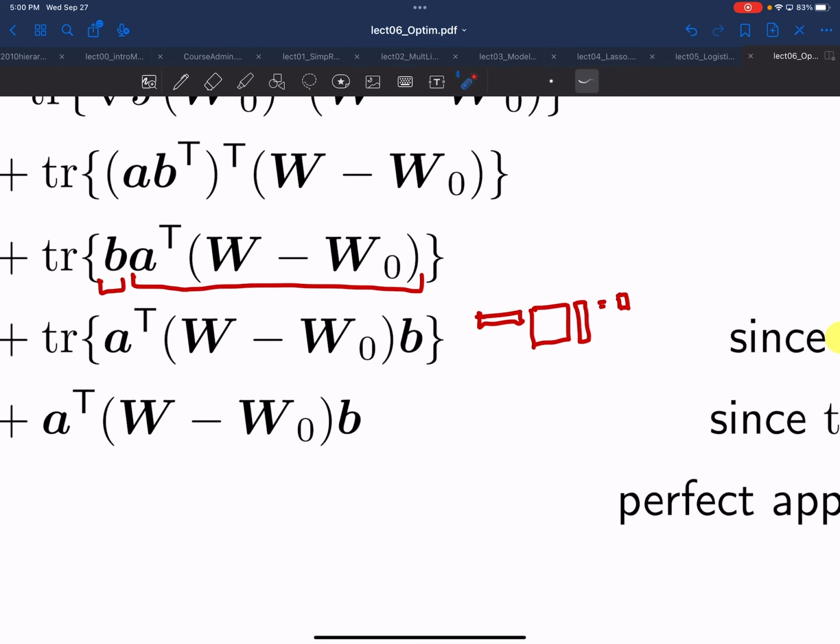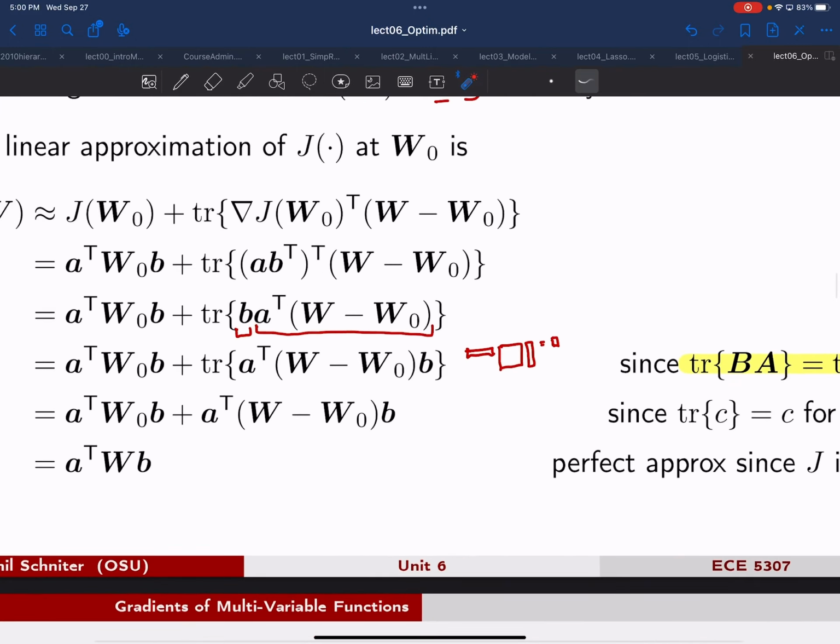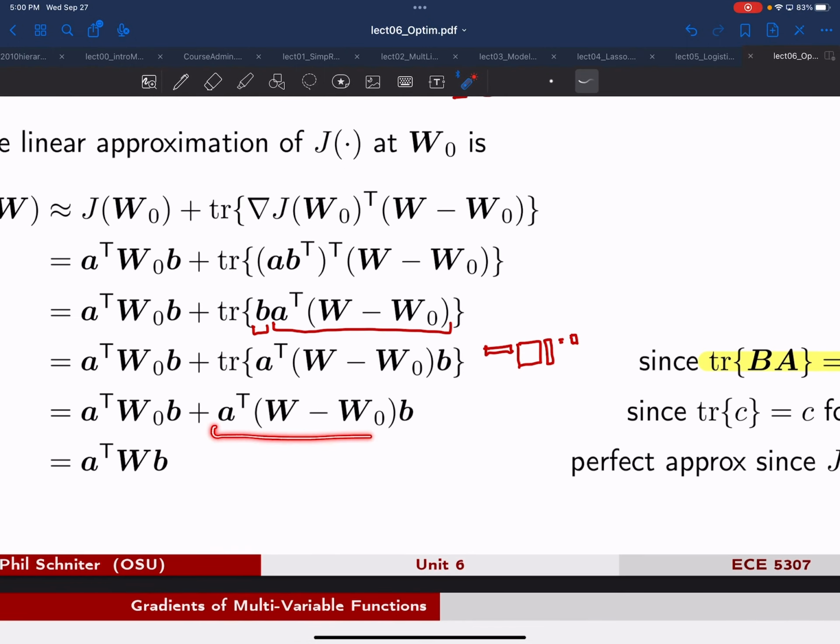And if this is a scalar and the trace is the sum of the diagonal elements, well, there's only one diagonal element. Trace of that is just that itself. I don't need to use the trace. I can just remove the trace, and I get the scalar itself. Okay, so that is finally a simplification.